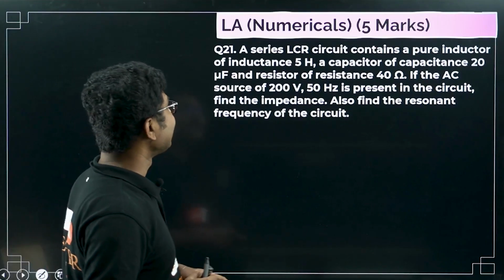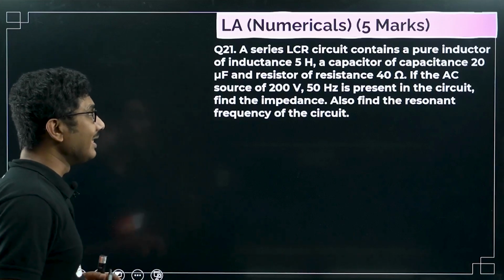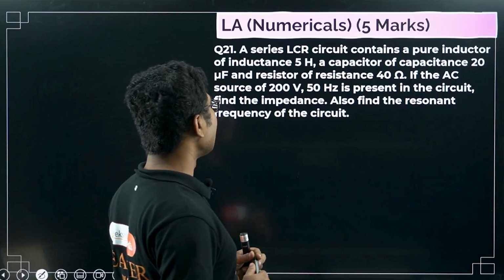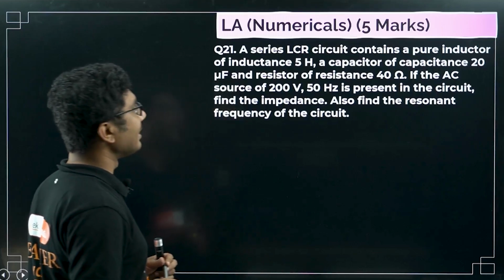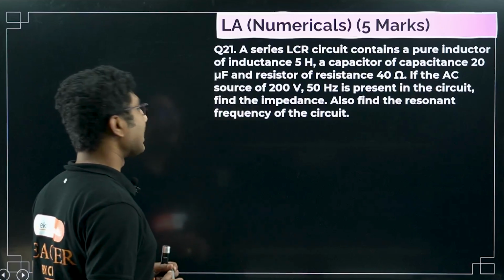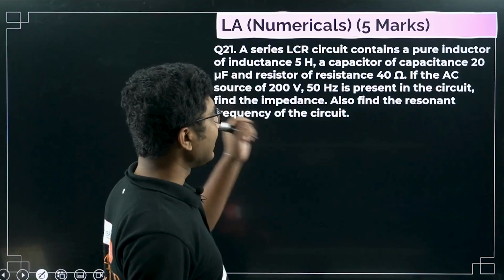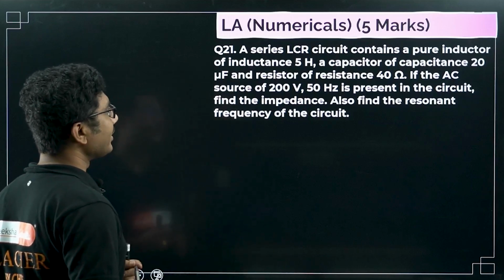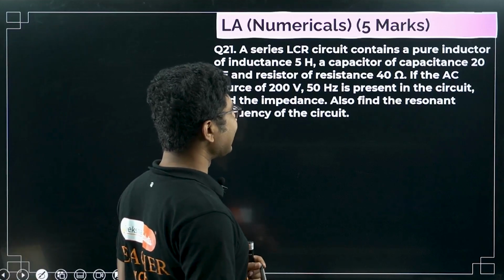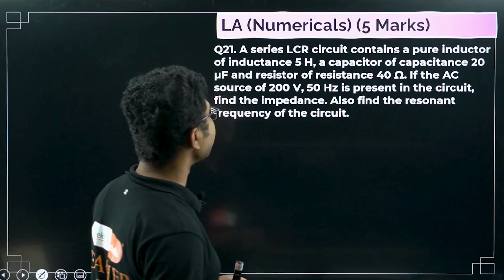Now let's start with question number 21. A series LCR circuit contains a pure inductor of inductance 5 Henry, a capacitor of capacitance 20 microfarad and a resistor of resistance 40 ohm. If the AC source of 200 volt 50 hertz is present in the circuit, find the impedance, and also find the resonance frequency of the circuit.